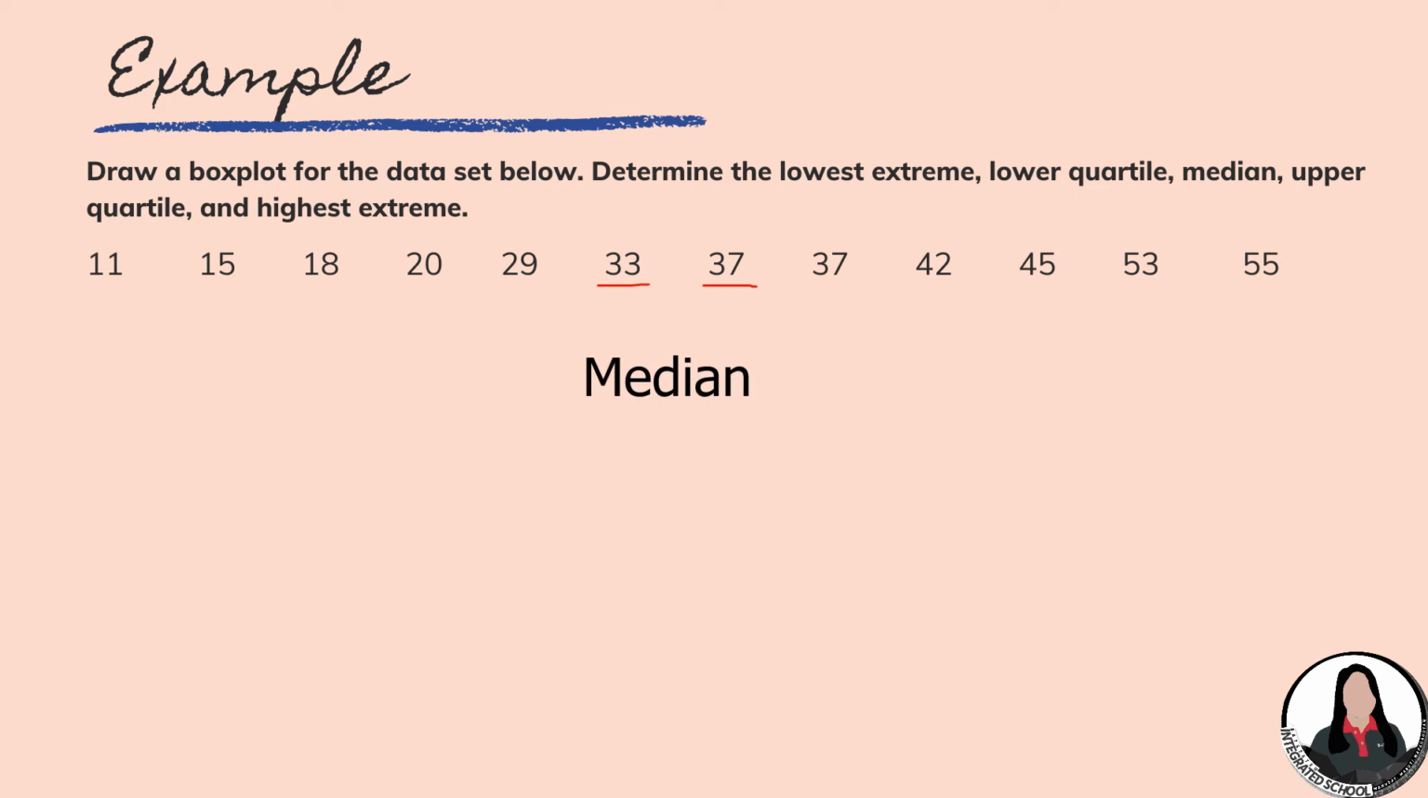So for us to get the median, okay, so x bar equals 33 plus 37 all over 2. That means 70 over 2. So we have median is 35. Next, ngayon, since the median or yung 35 ay nasa gitna, it splits our dataset into two equal parts.